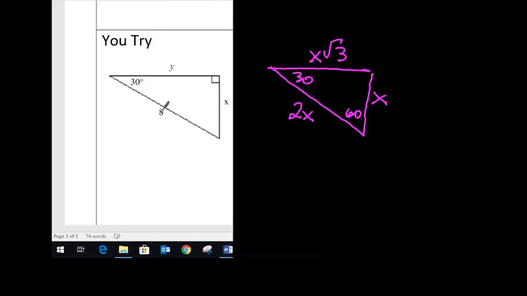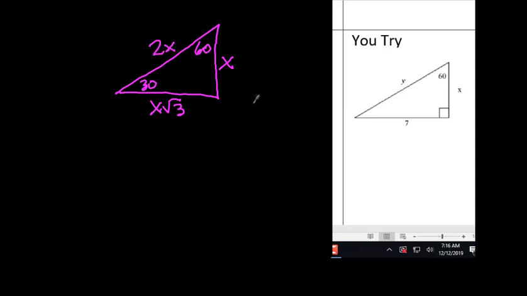Okay, so there's our reference triangle. We've been given the 8, so that means the 8 is equal to 2x. So divide by 2, divide by 2, so the x here would be 4. That means everywhere we put an x, we got a 4. So this would be 4 square root 3, and this is 4, and there are our answers for that problem. Hopefully you got that right.